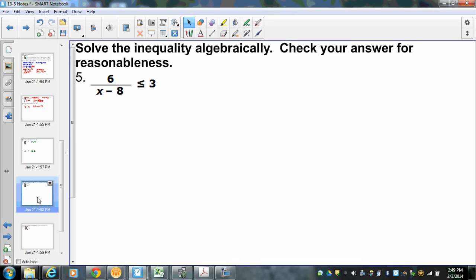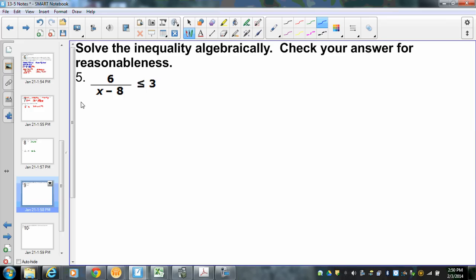Okay, so now let's talk about solving inequalities algebraically. This is going to take a little bit of paper on your part. It's not necessarily hard, but it's going to require some paper from you. So we have two situations here. If this was just an equation, I would just multiply both sides by x minus 8 and go to work solving the problem. But because of the inequality sign, I have to consider two possibilities.